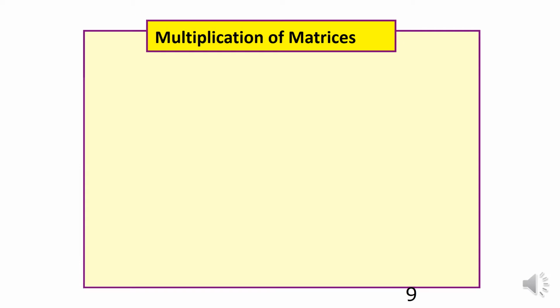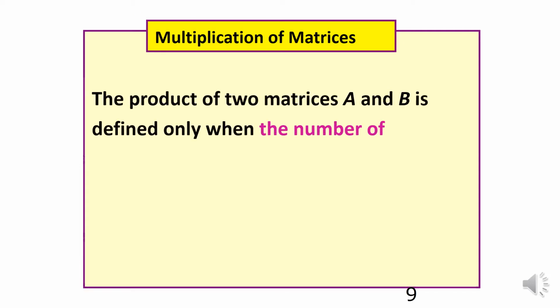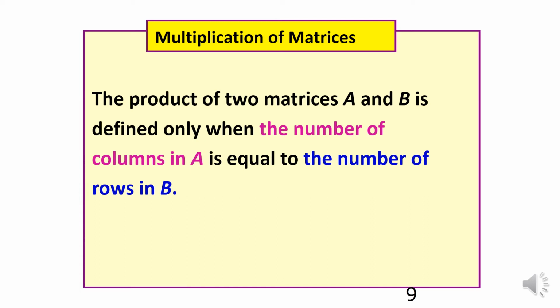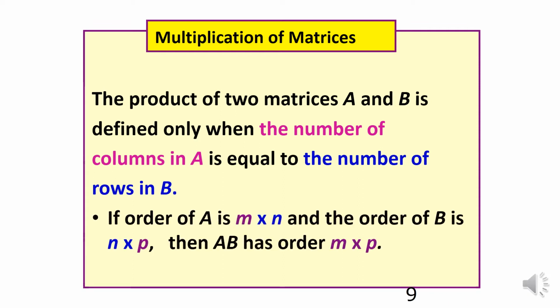Multiplication of matrices. The product of two matrices A and B is defined only when the number of columns in A is equal to the number of rows in B. If the order of matrix A is m times n and the order of matrix B is n times p, then the product of matrix AB has order m times p. But notice here, AB does not equal BA.